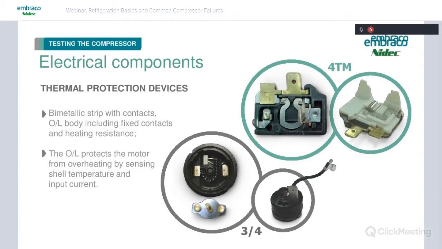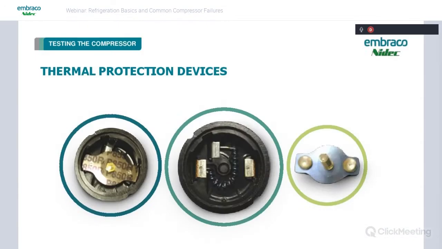The 4TM works on the same principle, but it's a more compact overload device. This is the heater here, and you have the same little bimetal with contacts on it that deflects. It's just very compact. It's almost flat. But these are the two types of overload devices you'll see on our small hermetic compressors. And this is a look inside the 3/4 round. You can see the bimetal with the contacts on it and the contact surface here, and you can see the little heater wire in it.